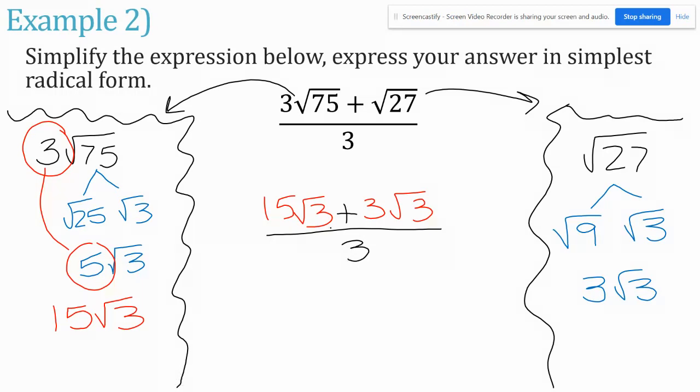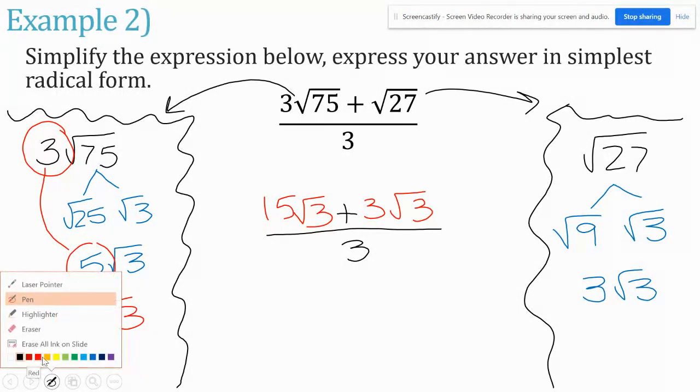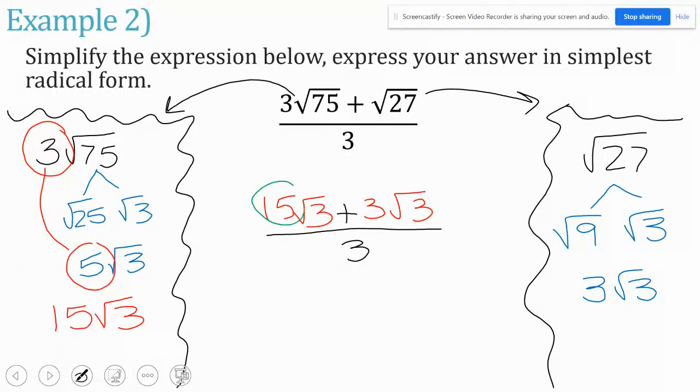So we have 15 radical 3 plus 3 radical 3. They're like radicals because they both have that radical 3. We're going to add those and then divide. So I'm going to add those coefficients in front. We have this 15 and this 3. When we add that, we get 18. Bring down that radical 3. Bring down that division of 3.